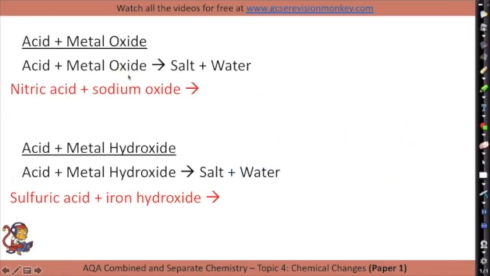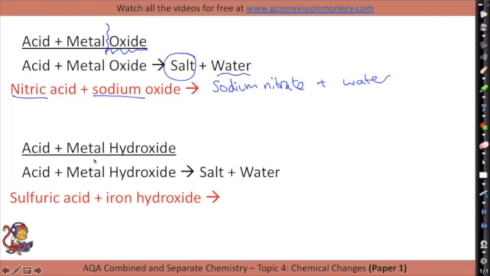In this reaction, we are reacting acid with a metal oxide this time. So before we were just reacting it with a metal and producing hydrogen. Now we've got oxygen in there, we're producing water instead. So we're producing a salt plus water. So nitric acid and sodium oxide, there's the metal, sodium, and we're using nitric acid, so we're going to make the salt sodium nitrate, and our second product is going to be water.